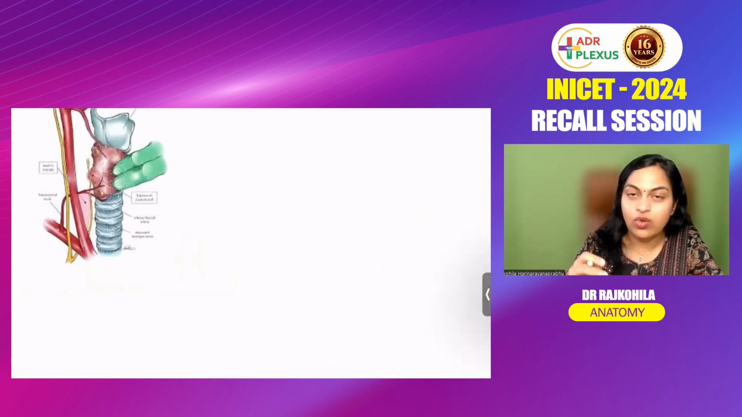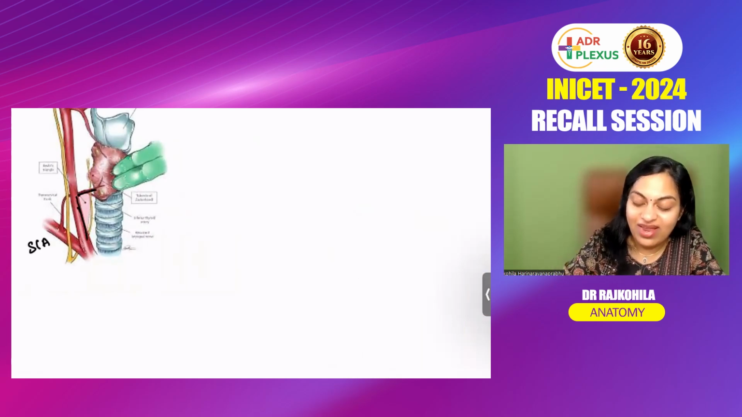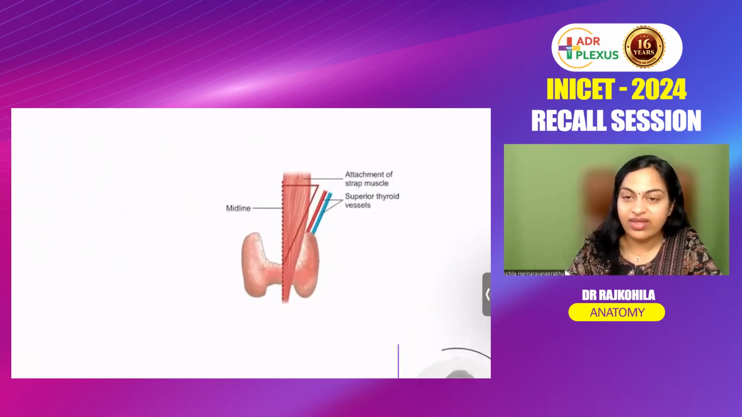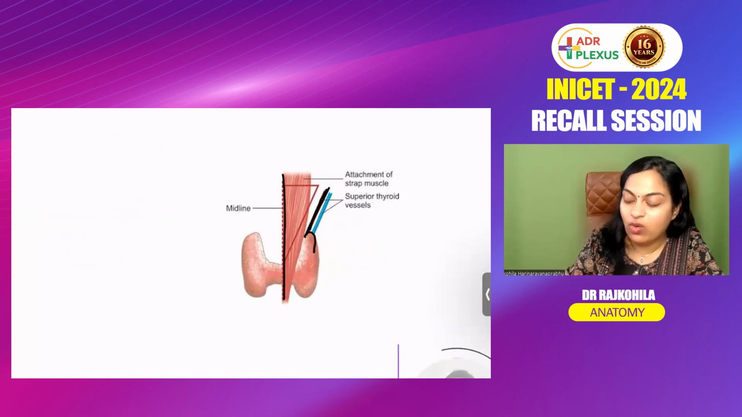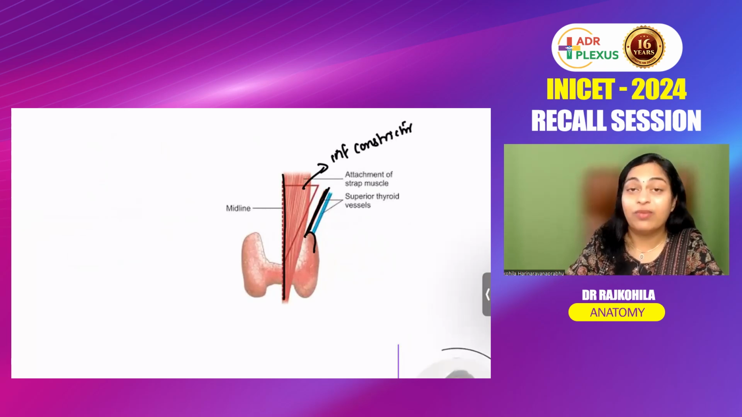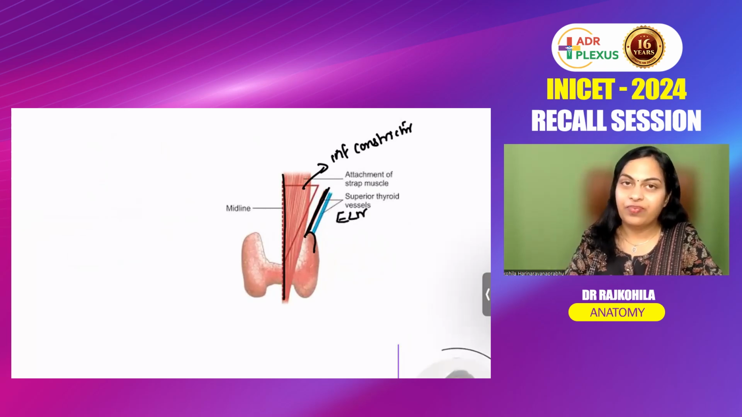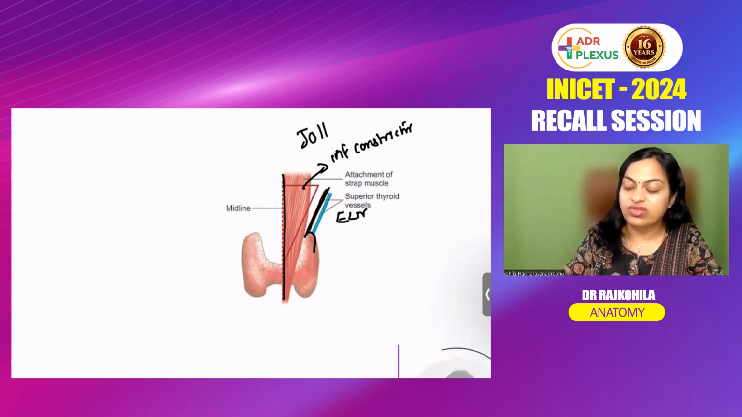And Beer's triangle lies between the common carotid artery, the inferior thyroid artery that comes from the subclavian artery, and the recurrent laryngeal nerve. Okay, again, it is related to the recurrent laryngeal nerve. Joel's triangle is bounded by the midline, by the superior thyroid vessels, and the superior pole of the lateral lobe. In the floor, we have the inferior constrictor muscle arising from the cricoid cartilage. And we know the external laryngeal nerve is related to it, in Joel's triangle.